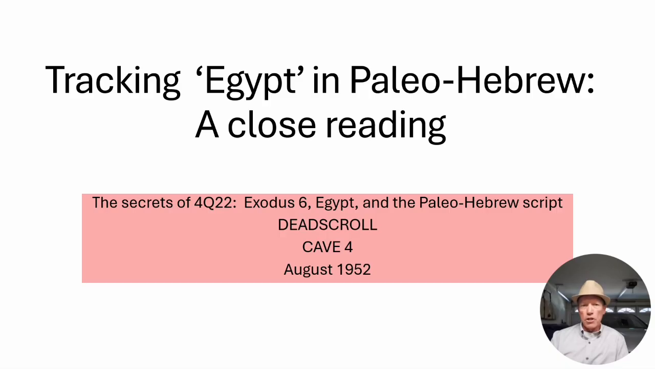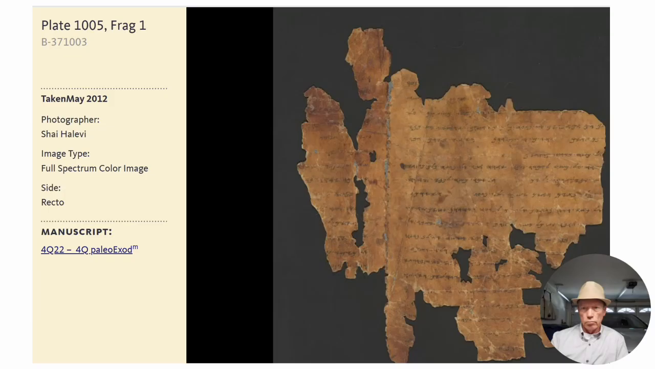We are looking at a specific fragment from manuscript 4Q22. To begin our search, we turn to the official Leon Levy Dead Sea Scrolls digital library. This is plate fragment 1005 from the manuscript known as 4Q22 or Paleo-Exodus M.